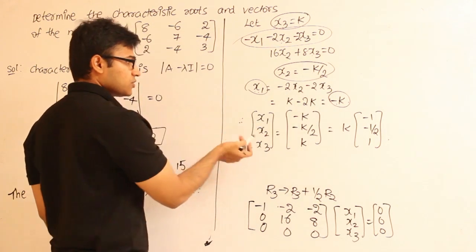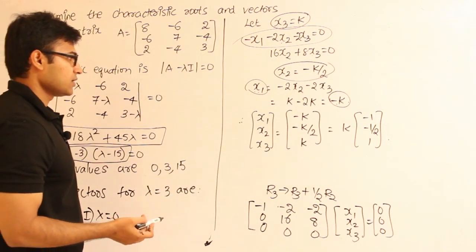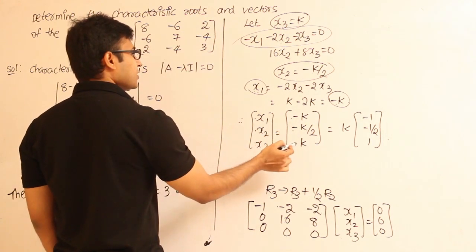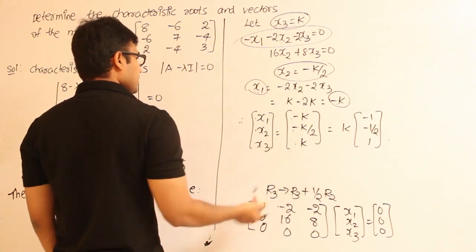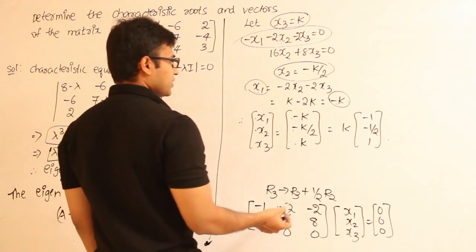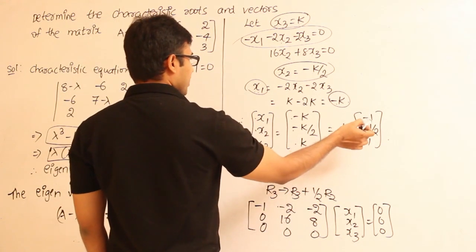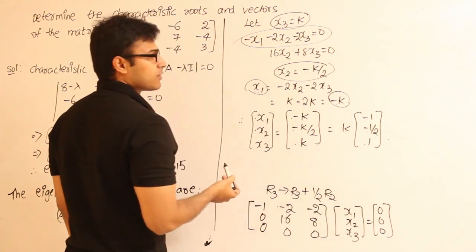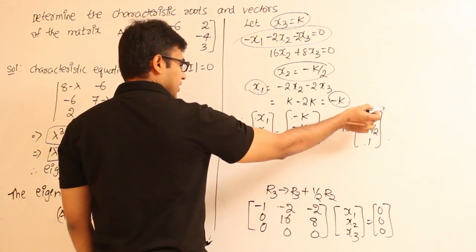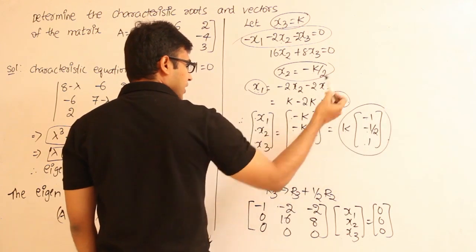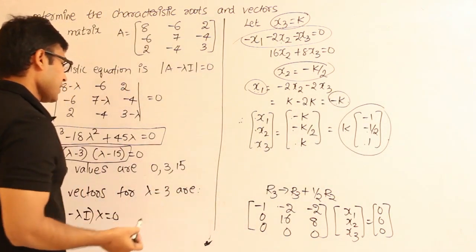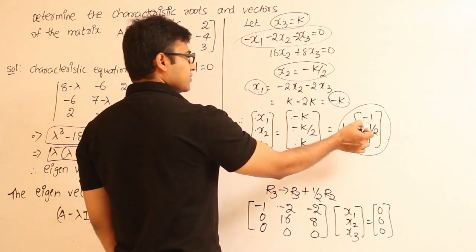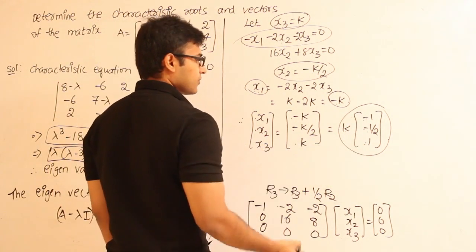Therefore x3 equal to k, x2 equal to minus k by 2, and x1 equal to minus k. If you substitute them in place of x1, x2, x3, I got that x1, x2, x3 equal to minus k, minus k by 2 and k. So you just take out k as common, then we are going to get k into minus 1, minus 1 by 2 and 1. So what do you understand from this? The set of eigenvectors corresponding to the eigenvalue lambda equal to 3 is k into that vector.